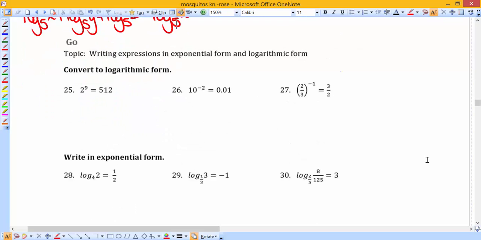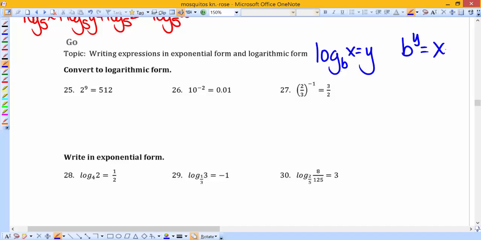All right, the go. Exponential and logarithmic form. This is going to be very quick notes here. Don't forget, if I have log base b of x equals y, I can rewrite it as b to the y equals x. That's all I'm giving you for this one. You're just rewriting it. That's all you have to do.